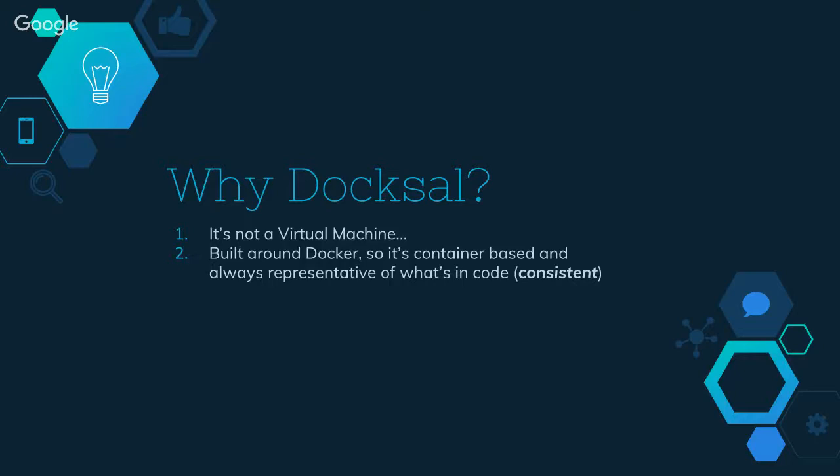Docksal is built around Docker, so it's container-based. So it's derived from images, and it's always representative of what's in code. Why is that important? Because if your environment is always representative of what's in code, that means it's consistent on everyone's systems. That's critical. Everybody should be running the same thing, right? That's what we should be shooting for.